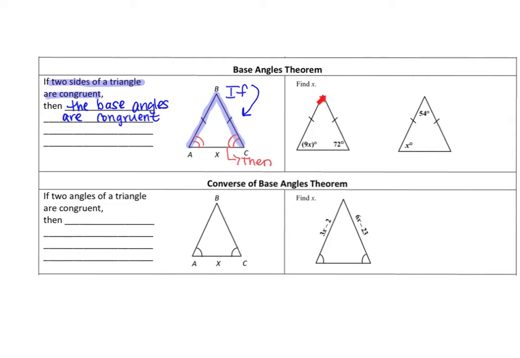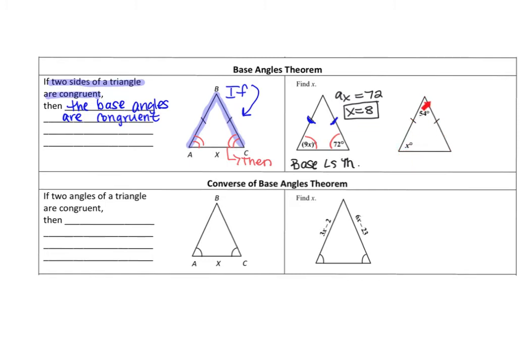If we take a look at the example, we have a triangle with two sides that we know are congruent because they are marked with these marks. So if these two sides are congruent, then these base angles are also going to be congruent. So if I wanted to solve for x, all you would have to do is set 9x equal to 72 to solve, and you would get an answer of x is equal to 8. And this would be base angles theorem.